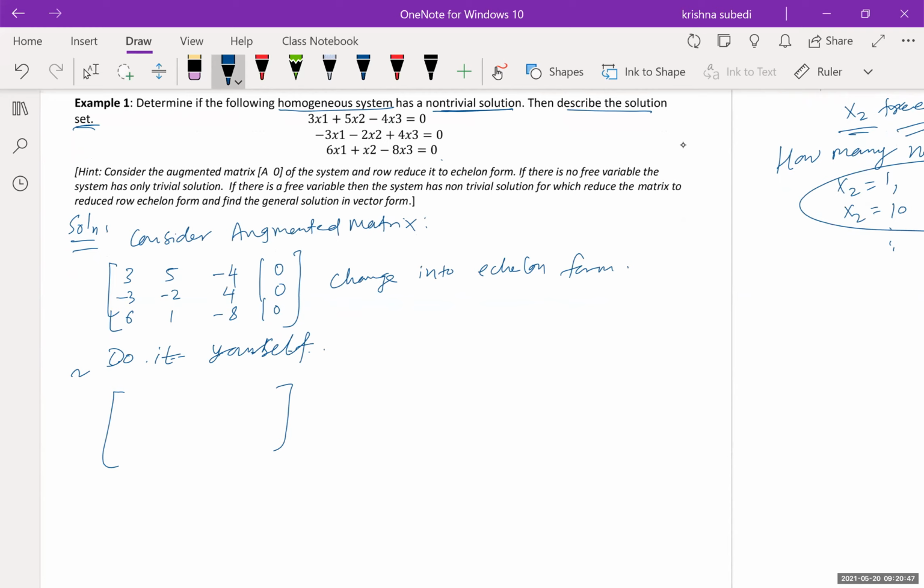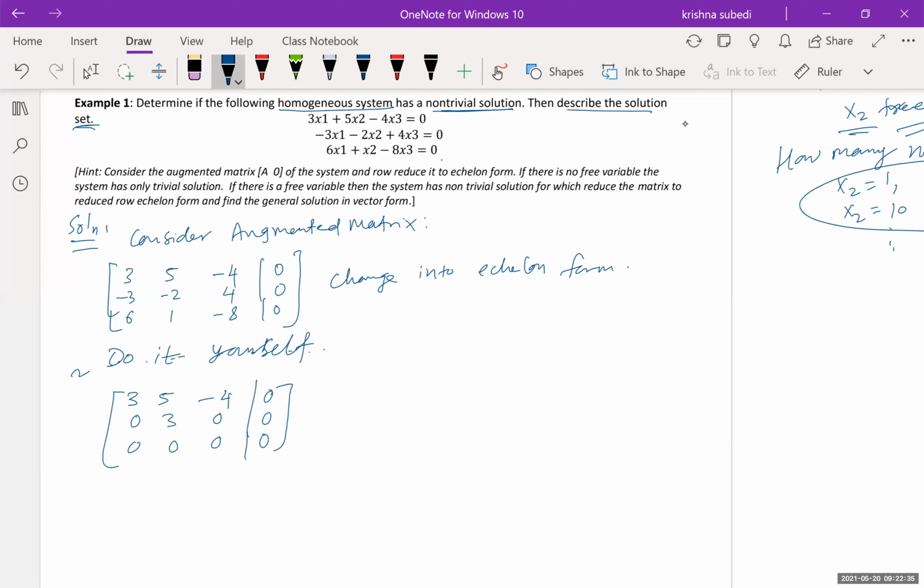You guys already know how to change into echelon form. If you need help in changing the echelon form, check the previous class note or previous video from section 1.2. So the second row, when you change it into echelon form, you'll be getting 0, 3, 0, 0, and the last row will be all zeros.